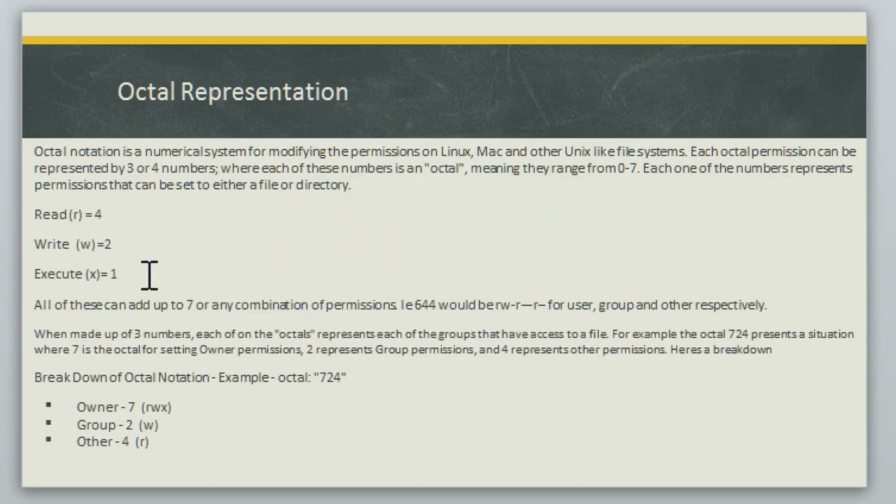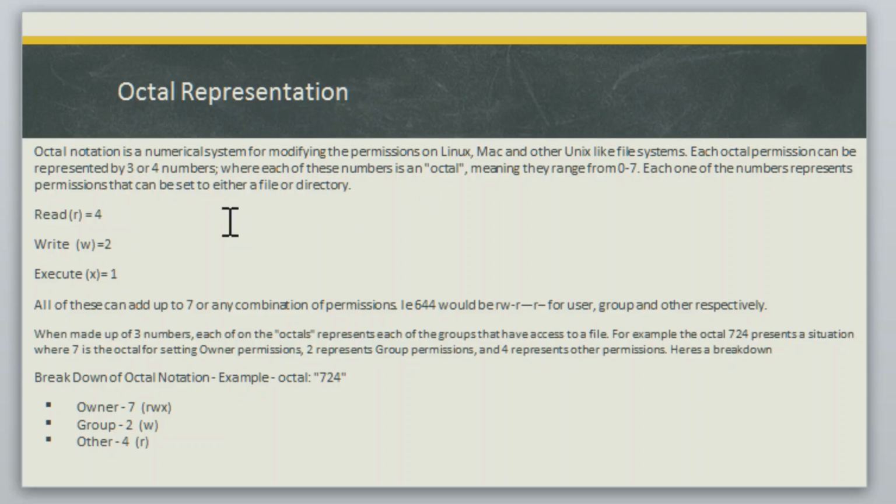So let's look at octal representation of these permissions, okay? This is a little bit easier way to set permissions, especially if you're trying to do more than one group at a time. So octal notation is a numerical system for modifying the permissions on Linux, Mac, and other Unix-like file systems. Each octal permission can be represented by 3 or 4 numbers, where each of these numbers is an octal, meaning they range from 0 to 7. Each one of the numbers represents permissions that can be set either for a file or a directory.